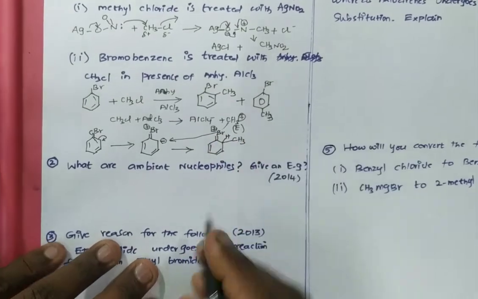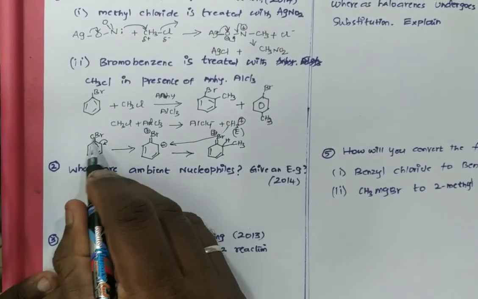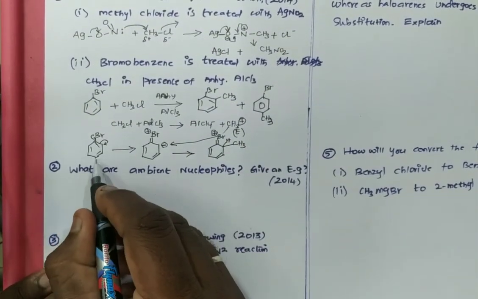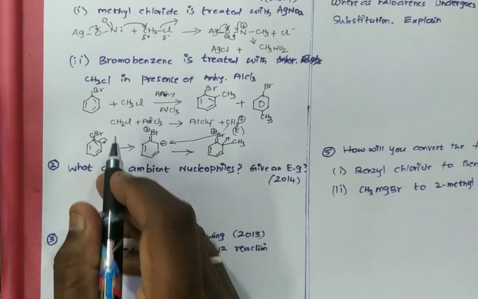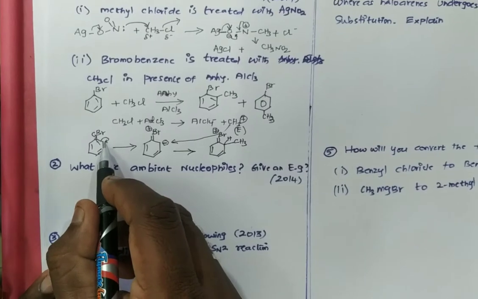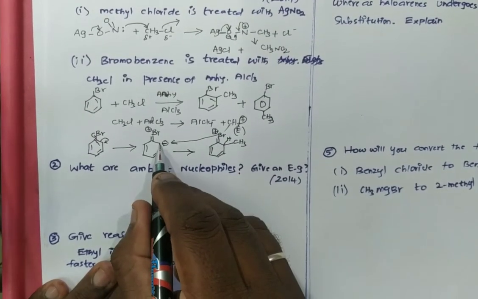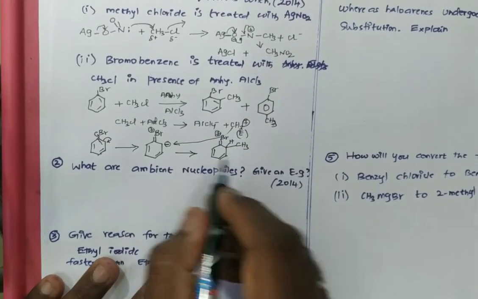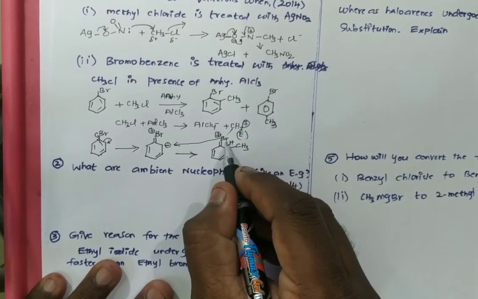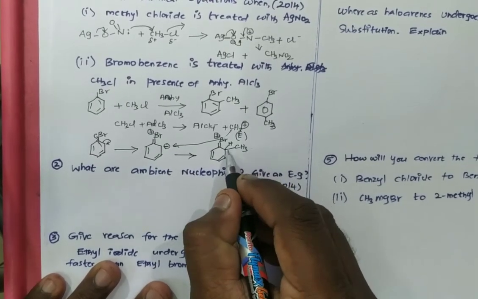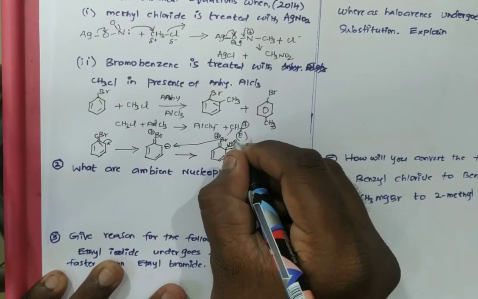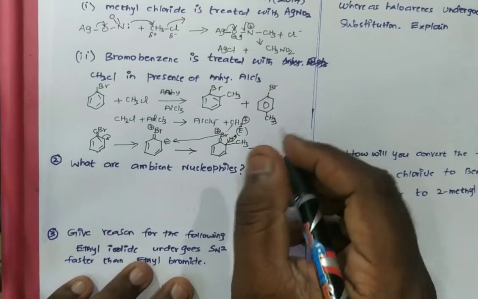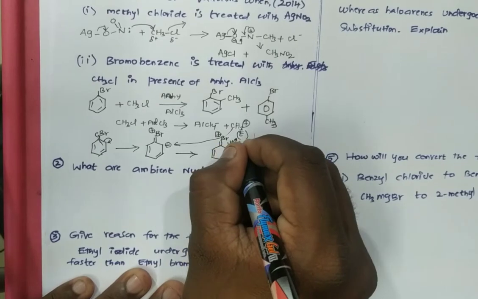it should lose one H plus. So in C6H5Br, in all the places I have hydrogen, and in this place also I will have hydrogen. Once this hydrogen moves, only then will this CH3 come and attack. Now this H plus wants to move. If hydrogen moves, it leaves as H plus.